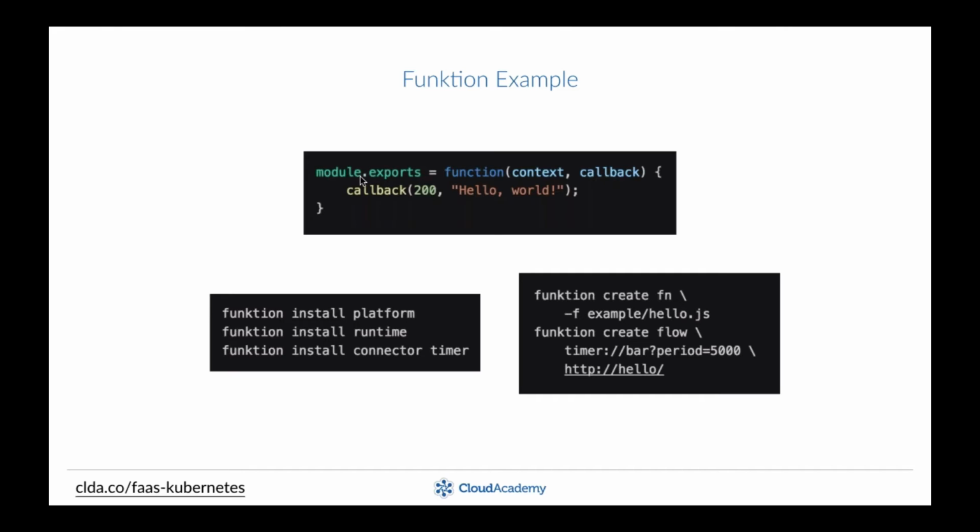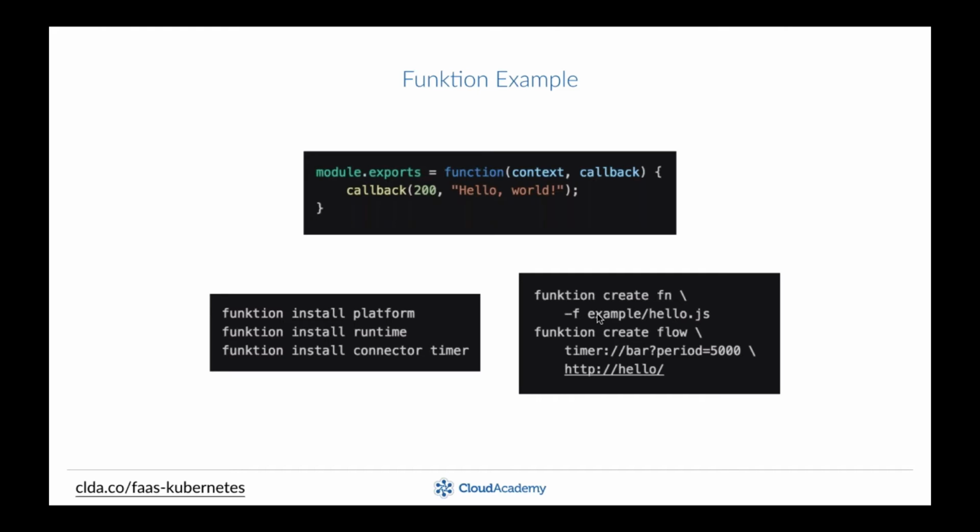So for the developer, you just write a function. You just define your exports, and you have a context and a callback, very similar to what you would do with Lambda. And then you just call your callback with the exit status and the body of your response. So you just install the framework, and you can create functions just by giving the file. Everything will be inferred by the file name and by the function definition.